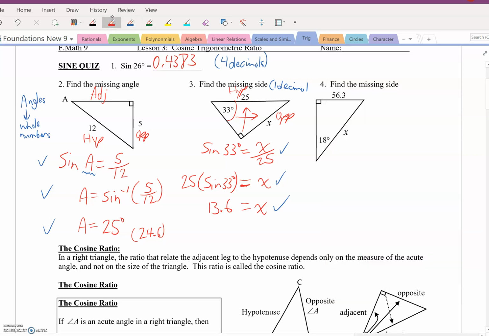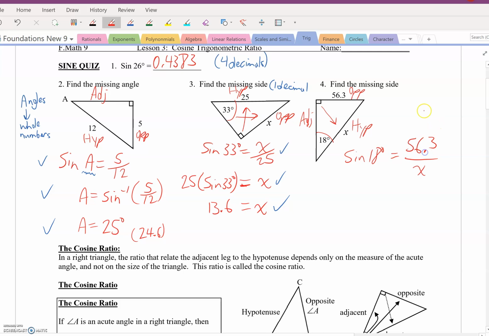And the last question, label your HOA. So here's my angle of interest. This would be my hypotenuse. This would be my opposite. This would be my adjacent. Okay. And so I'm going to say sine 18 degrees, you must have something there, equals opposite 56.3 over x.